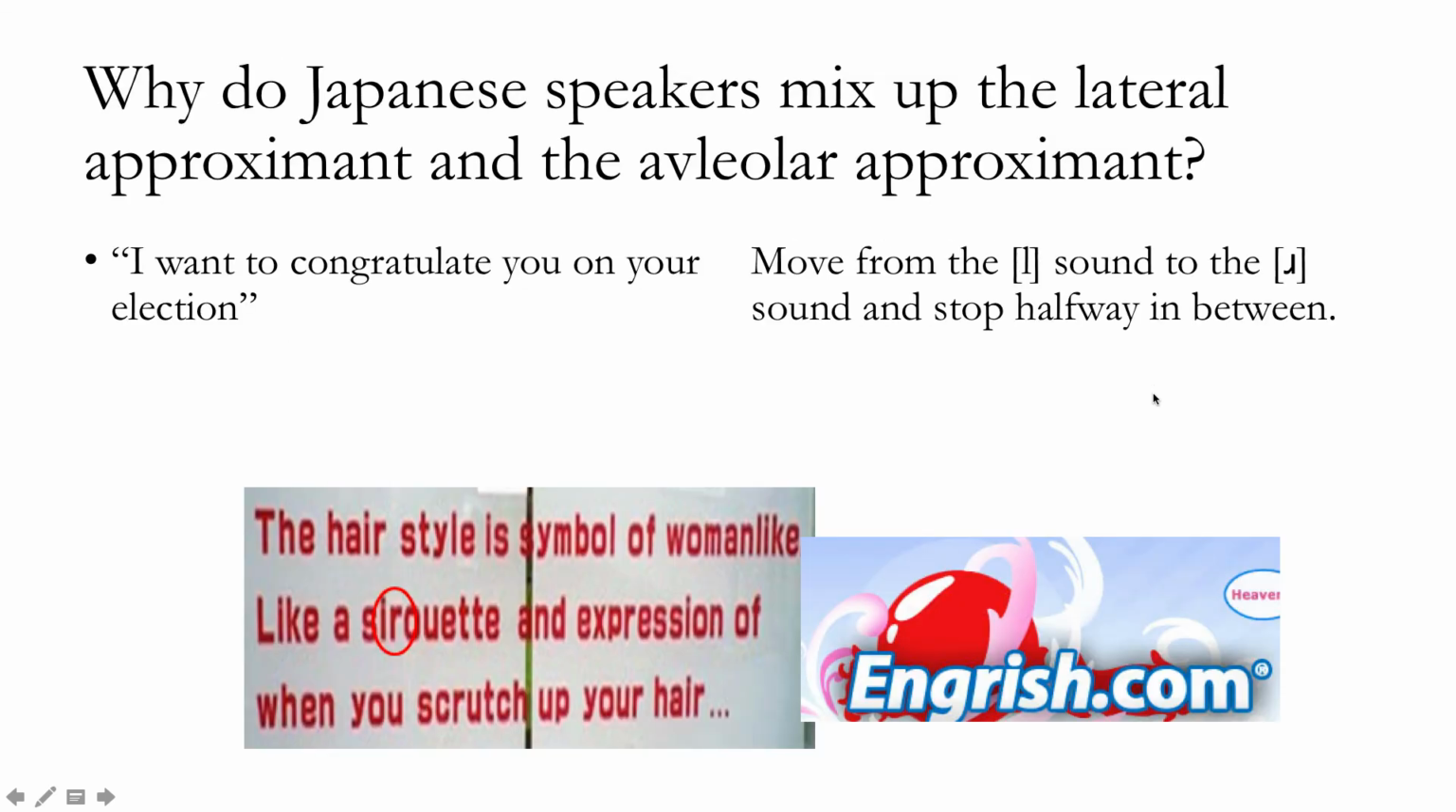Why would Japanese speakers mix up the lateral approximant and the alveolar approximant? The L-R. There was actually a famous example from the 1990s where a Japanese ambassador said to Bill Clinton, "I want to congratulate you on your election," but because the lateral approximant was replaced with an alveolar approximant, the message came out as something very, very different. So in Japanese, there's a single sound, which is about halfway between an L and an R. It's a retroflex lateral sound, and this is why you get websites like English.com, where the L in English sounds a little bit more like an R in English, and this is sort of a treasure trove of examples of interesting uses of English by non-native English speakers.